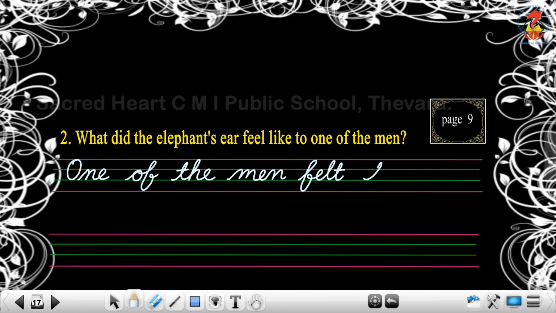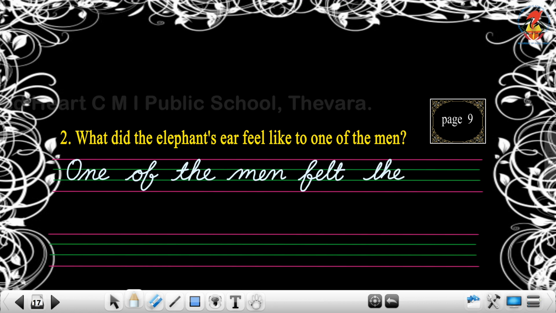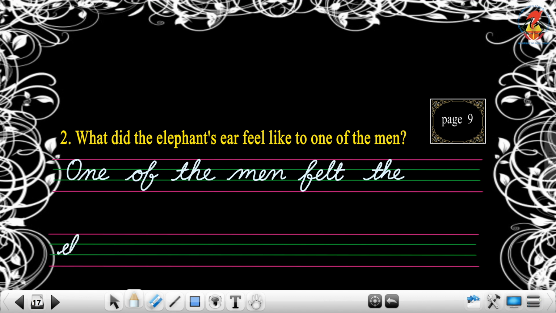The elephant's, T-H-E. So there is no space for me to write the word elephant, so I am going to the next line. You should also do the same. If it doesn't have space in the particular line, you have to go to the next line. Now, E-L-E-P-H-A-N-T, elephant, apostrophe S, elephant's. Understood? You have to write the word elephant's as I have written on the board.